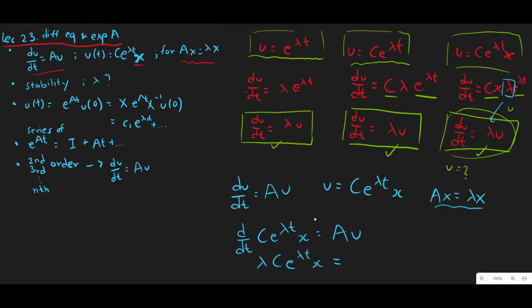Okay, and then let me also plug u in here, so I get c e to the power of lambda t x. Now I can cancel this term, e to the power of lambda t. I can also cancel the c, and I end up with lambda x equal to A x. So this proves that this one is also valid here.